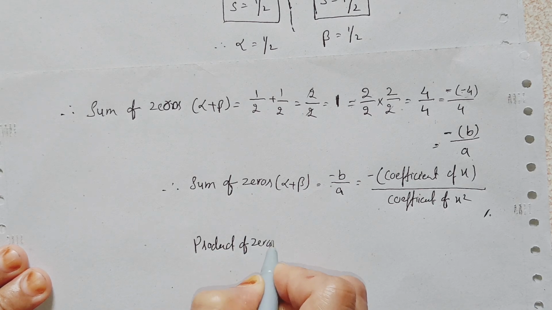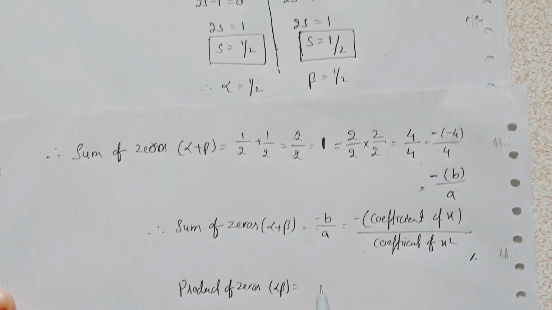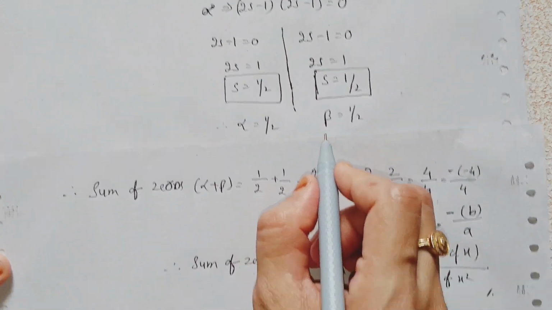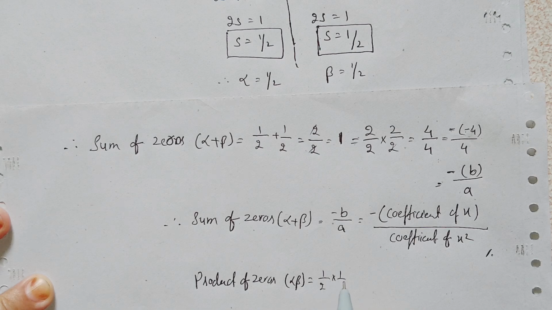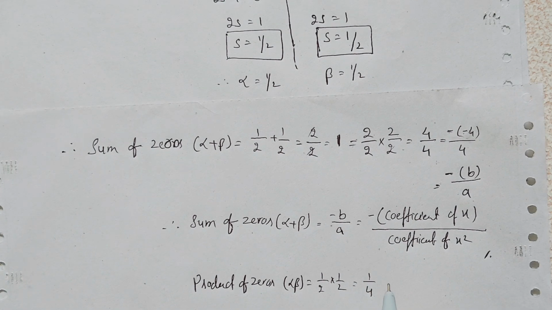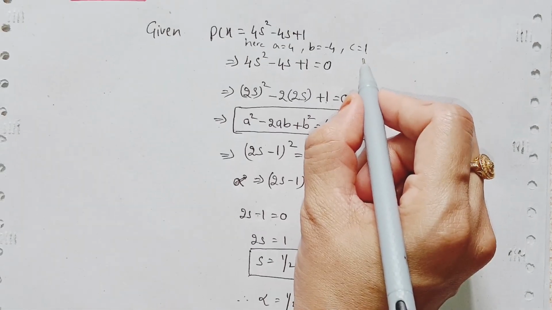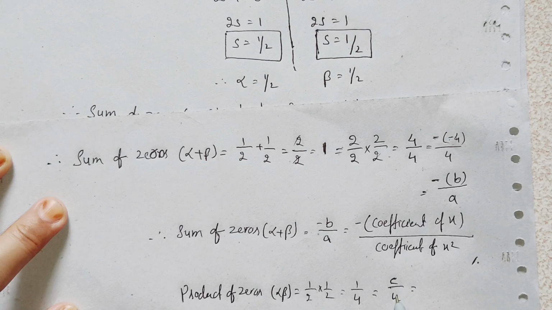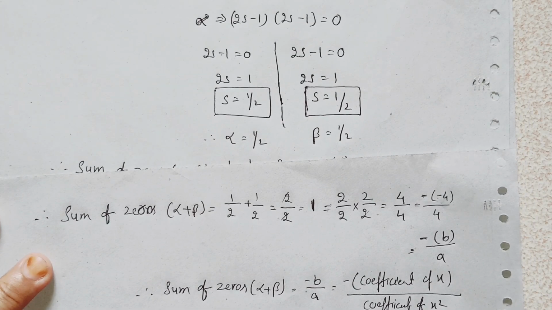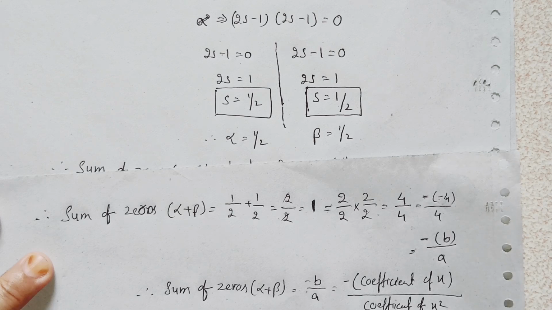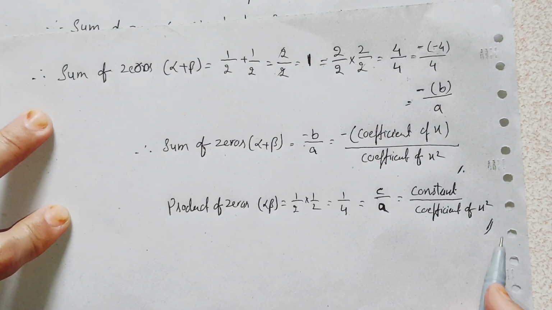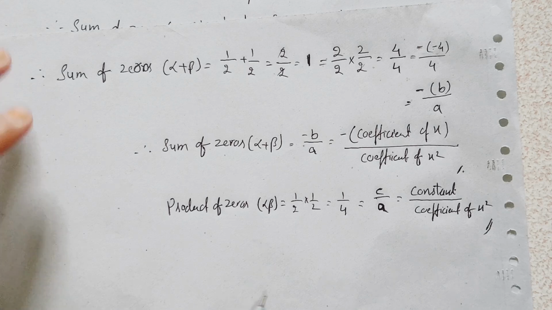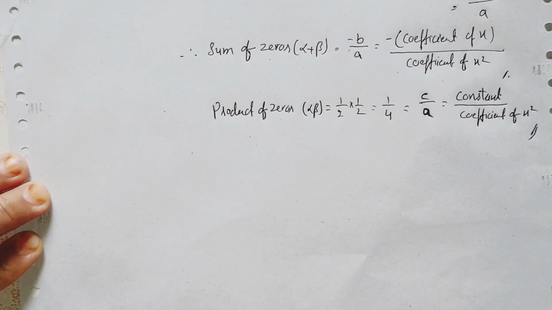Product of zeros, which is alpha beta equal to, alpha beta means we have to multiply these two. 1 by 2 into 1 by 2, so 1 by 4. What is 1 here? 1 means C and 4 means A, so C by A. C means constant term divided by coefficient of x square. Okay guys, this is the answer for this second question. Let's move on to the third question.